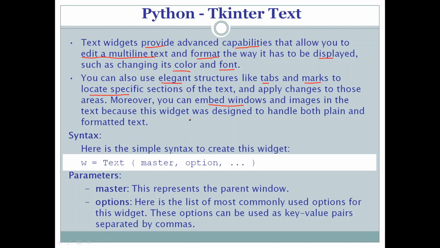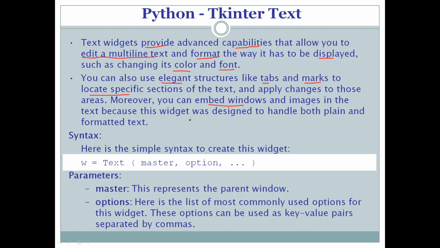The text widget, as you can see here, can be used to display multi-line text, and the text which is displayed in the text widget can be formatted. Means you can change the color, background color, foreground color of a text. You can even define certain sections in the text widget which can have a different formatting altogether.